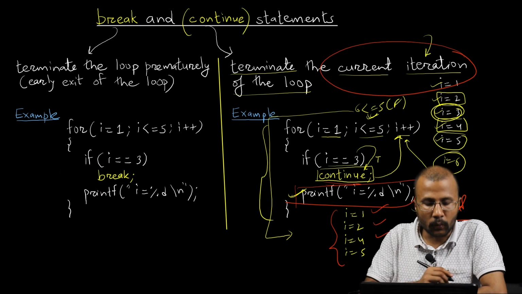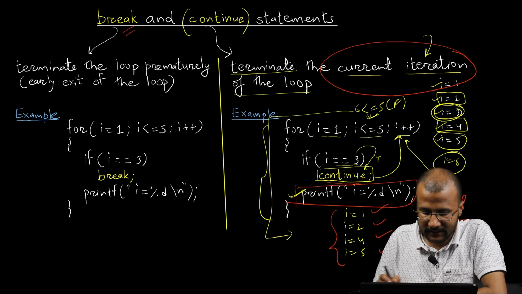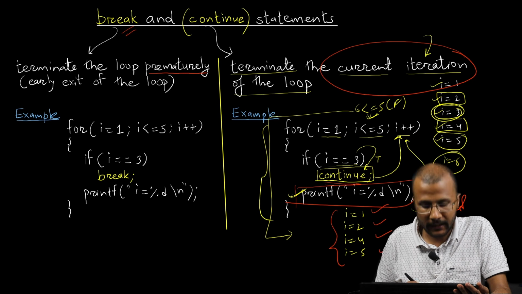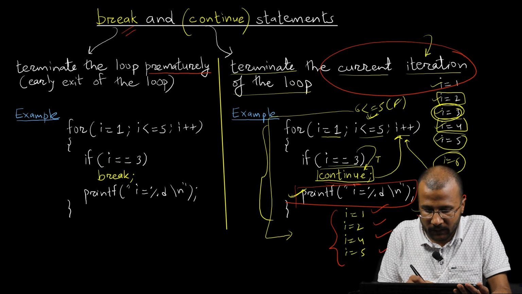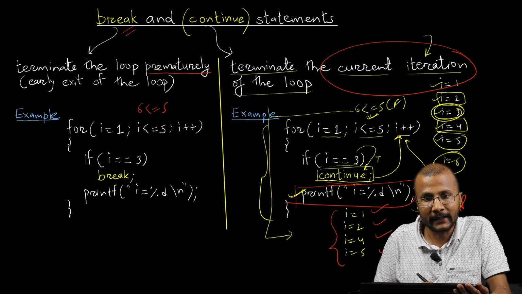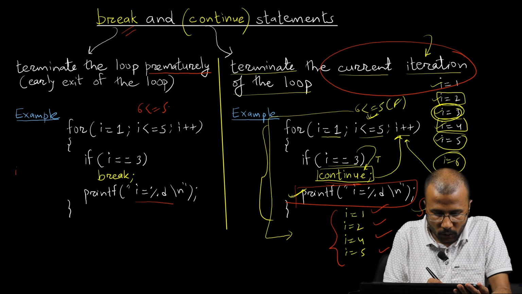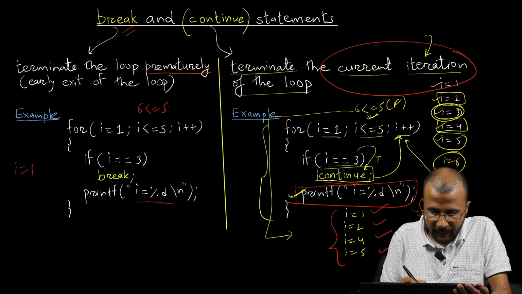Now let's look at the working of the break in the loop. So this is the same program. Instead of continue, I have written break here. What break does is that it will prematurely exit your loop. Normally the loop will exit when 6 is less than or equal to 5 is false. This is the case where the loop exits normally. Whenever I is 1, it will display I equals 1. Then I becomes 2, so it will display I equals 2.